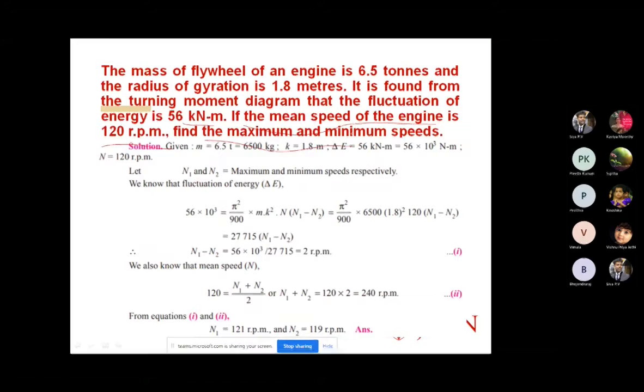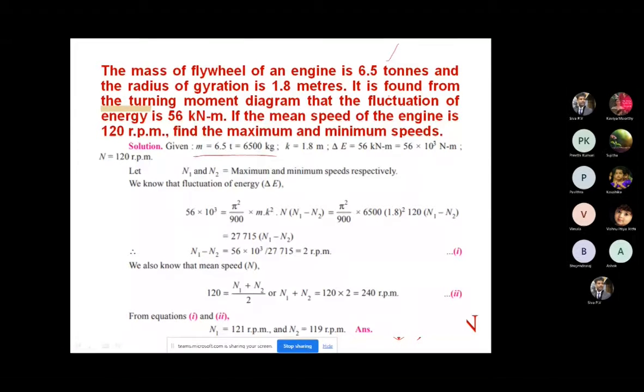So mass means m. Don't forget. Solution: given mass m equals 6.5 tons. We know 1000 kilograms is equal to 1 ton. Every value we have to substitute in terms of SI units, so for mass the SI unit is kg. It is given in tons, so we have to convert 6.5 tons into kilograms by multiplying by 1000. So 6.5 into 1000 is equal to 6500 kilograms.